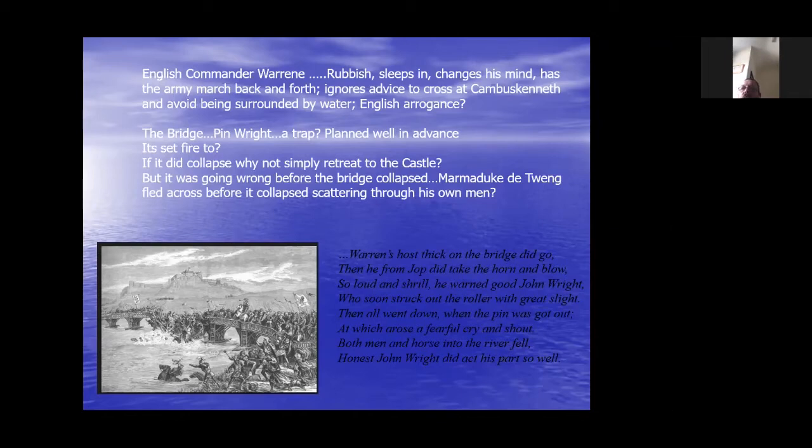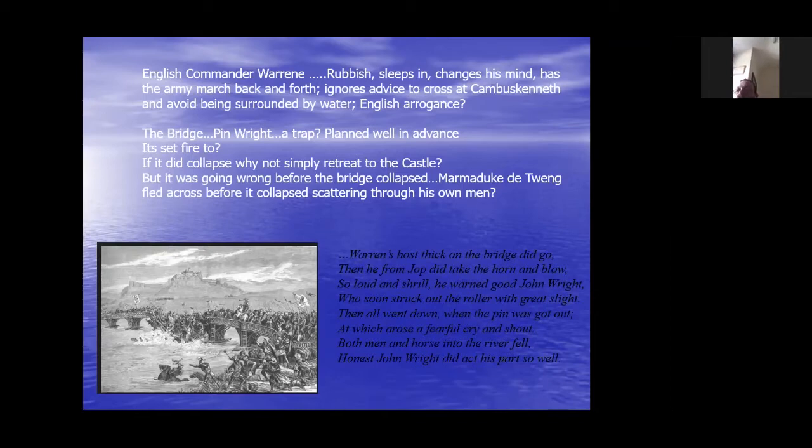So, according to Blind Harry's Wallace, a pin is released at a critical moment in the conflict, trapping the English and causing them to panic. And we have a section from Blind Harry's Wallace that describes how the pin was lost, and I will read it.